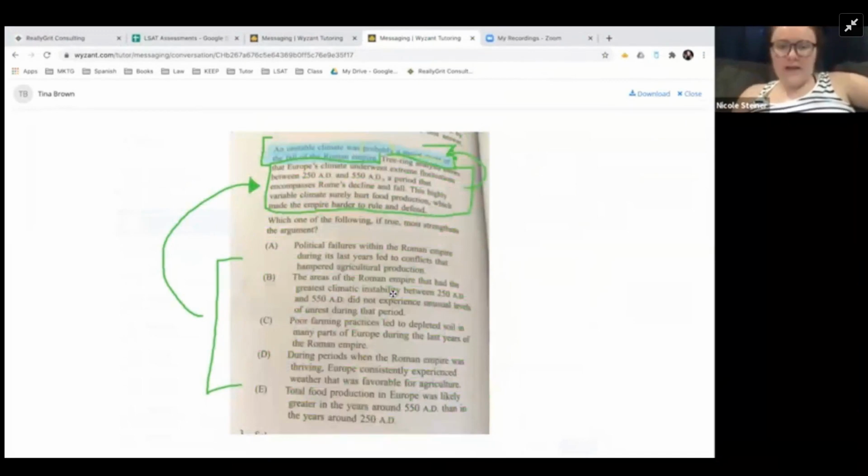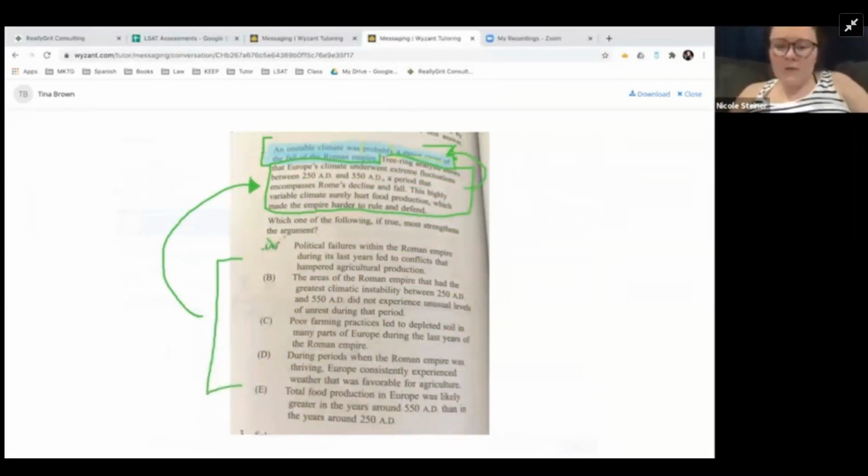A: Political failures within the Roman Empire during its last years led to conflicts that hampered agricultural production. Okay, that would definitely not strengthen it. Why does A not strengthen it? Because this is saying that the political failures are what led to not having more agricultural production and not having enough food. Maybe they had poor trade, or they sold all of their corn seeds to a different country so they couldn't grow any corn for their own. And that's what caused them to not have enough food, not the climate weather.